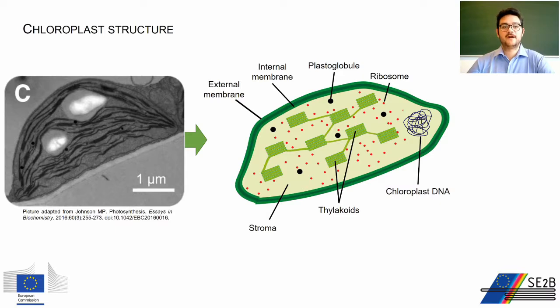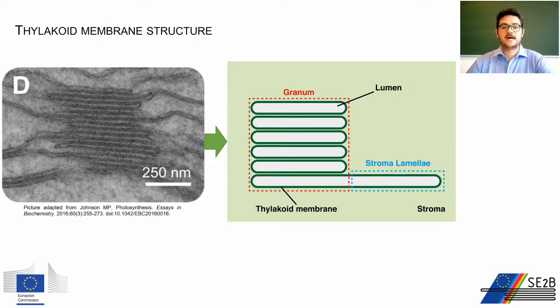Inside the chloroplast we find a 3D network of membranes, in which are embedded the photosynthetic complexes for the light-driven reactions. This membrane network is called thylakoids. The thylakoids are divided into two types of membrane, grana and stroma lamellae. The granum is composed of several discs stacked together, and these stacks are connected to each other by stromal membranes. The area surrounded by thylakoid membranes is called the lumen.